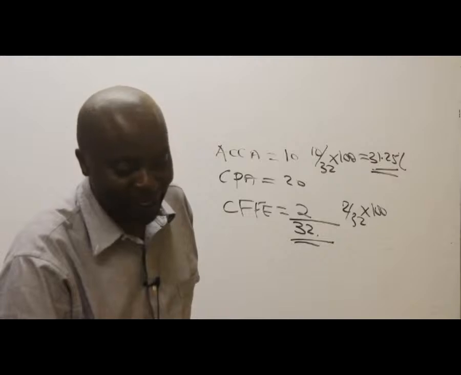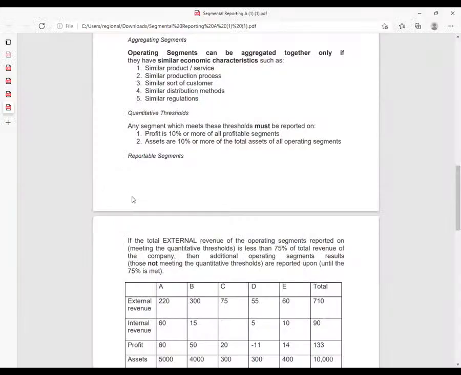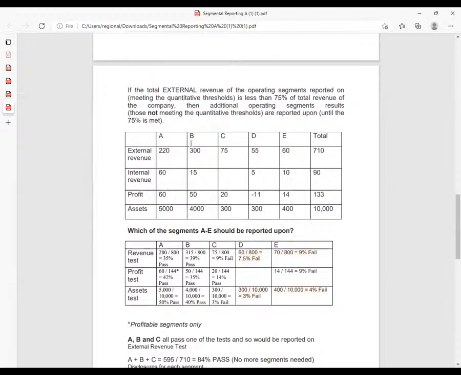This always comes in your exams. When you go to your past paper, you'll see. Then we also have the concept of 10% in the form of assets. Now, listen to me very well. I have an example here.